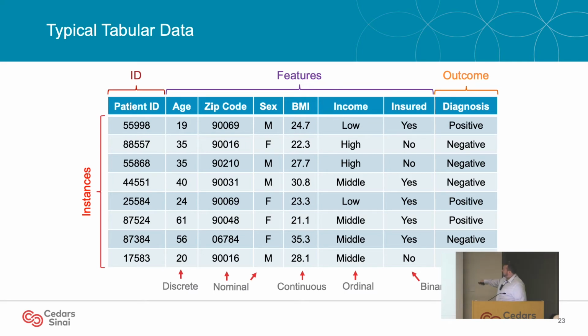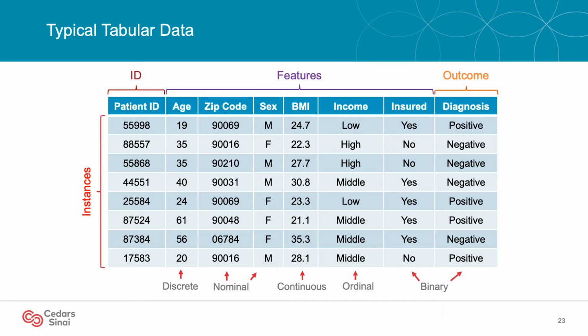And if we look at some of our features, let's identify what types of variables they are. So age is a discrete quantitative variable. Zip code and sex, those are examples of nominal variables. BMI is a continuous value. Income is ordinal. And insured and diagnosis are examples of binary or Boolean, depending on how you look at them.